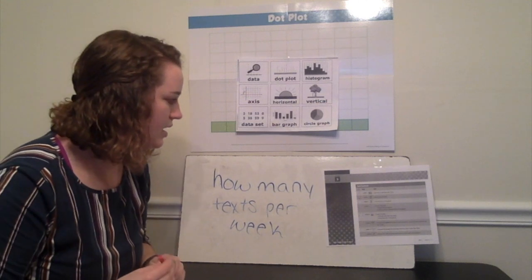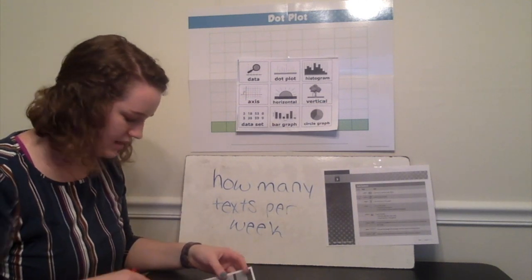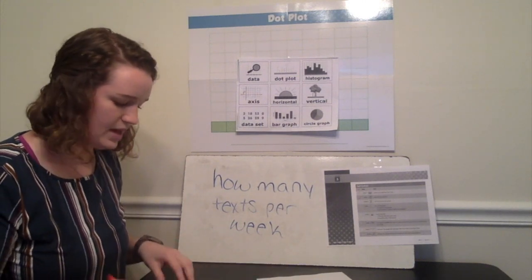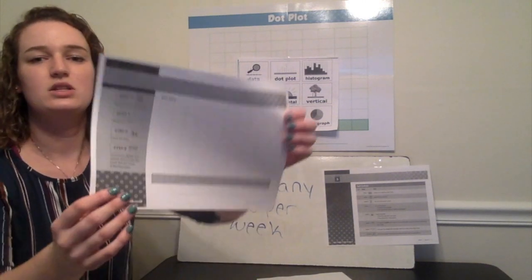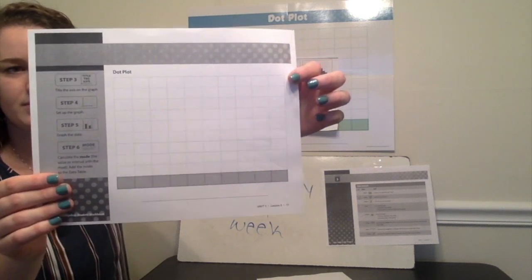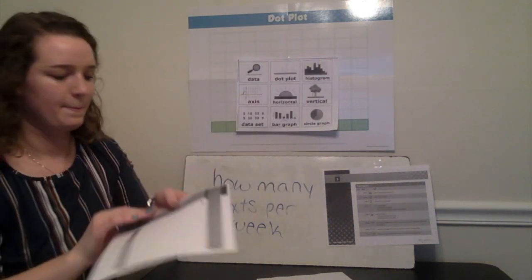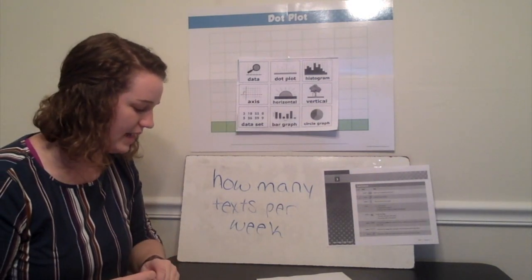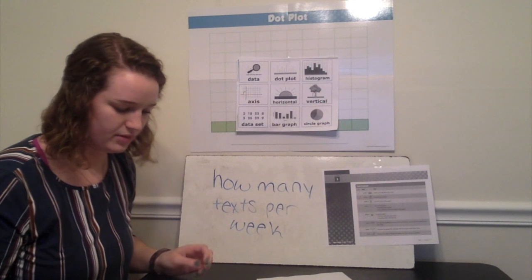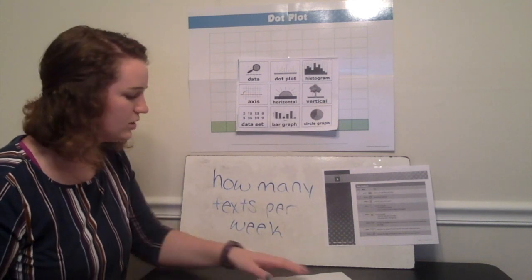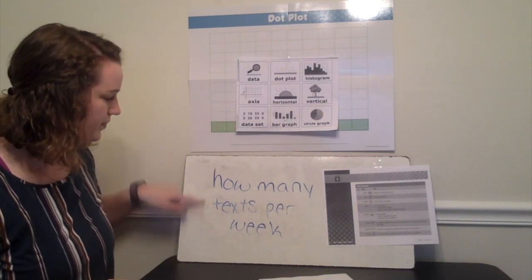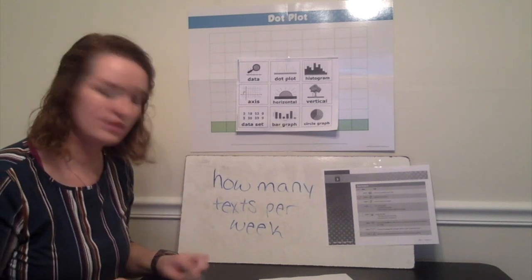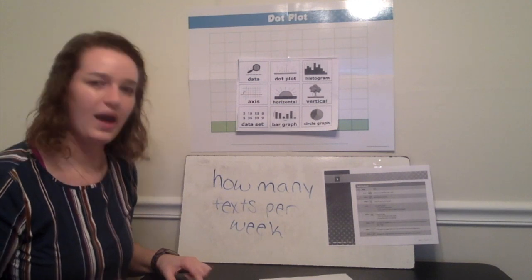Okay. Now we're going to go to page 11, so you can put that one, page 10 to the side. And your page 11 should have a big dot plot right here. Okay. So first we have step 3. We have to title the axis on the graph. Okay. So if you're looking at the problem we just wrote, it's asked how many texts per week. So what do you think the title under the axis is going to be?